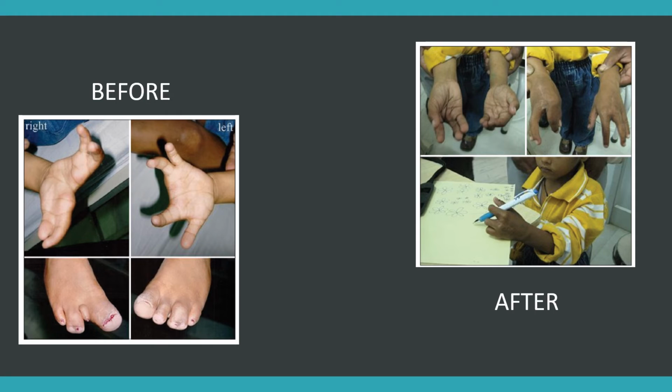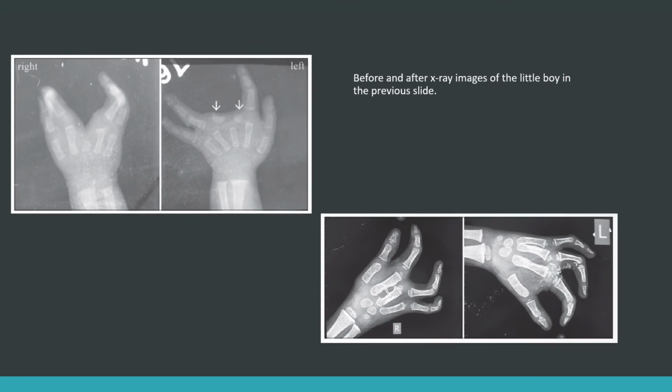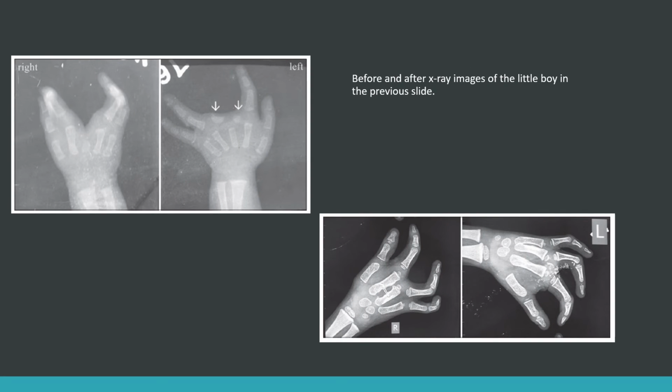This is a before and after of a little boy who suffers from split hand-foot malformation. It is remarkable when you look at the difference and the fact that he can now hold a pencil and write. That would have been very difficult before the surgery. The after photos are 1 year post-op. This is an amazing transformation.